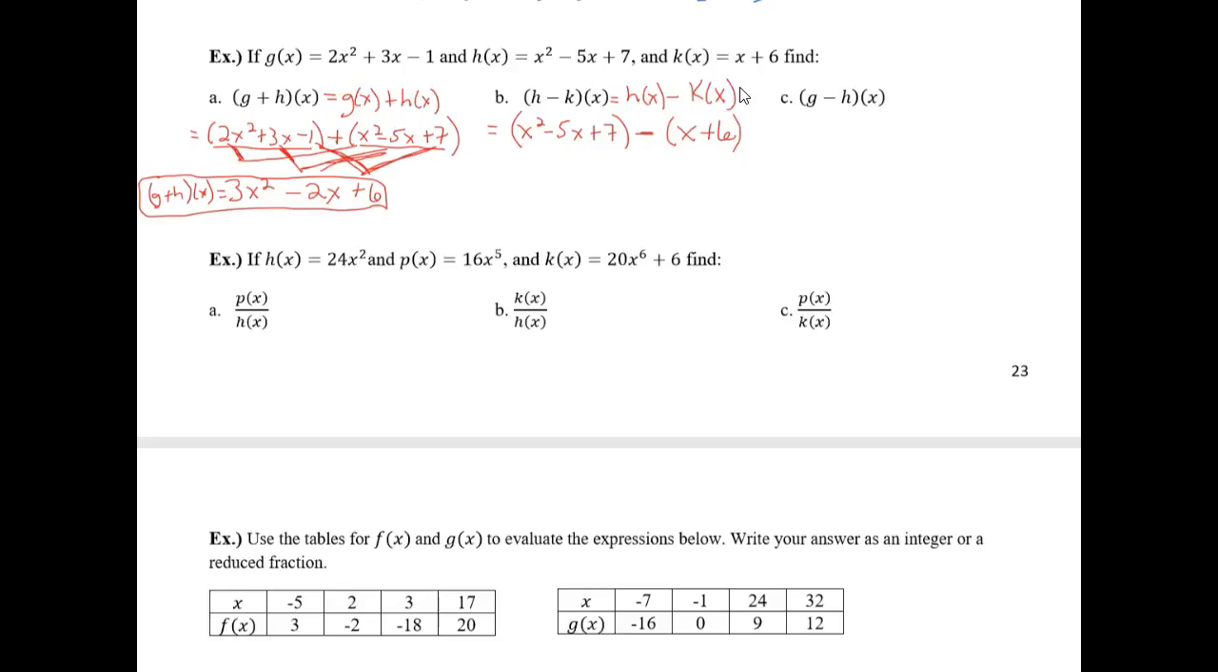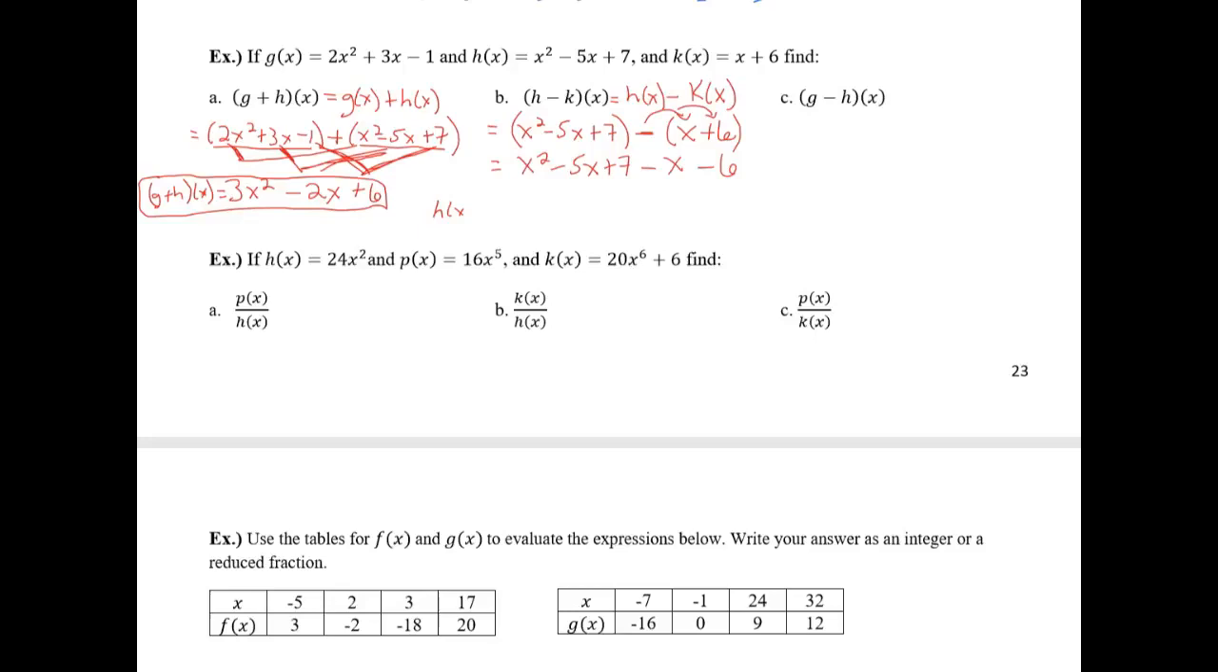Now, when I'm subtracting, I want to make sure I subtract the whole entire function. So I need to distribute this negative into k of x. Everything in here has to get subtracted. So rewriting this, it's going to be x squared minus 5x. This first parenthesis is just going to stay the same. And then minus x and minus that 6. A lot of times students only subtract the x and they forget to subtract the 6.